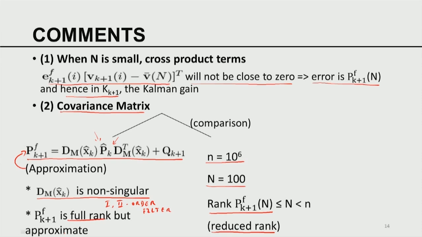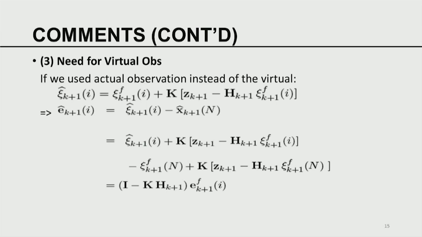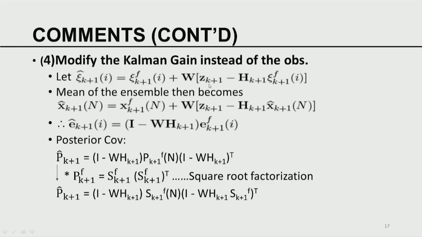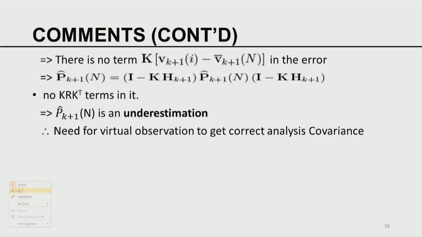So, I would like you to keep all these things at the back of the mind, and I am also now going to argue why we need virtual observations. I have already alluded to that. If you use the actual observation instead of the virtual observation, you would use only one observation for every ensemble member. When you compute the analysis error, it becomes this, and the analysis covariance matrix computed using this is given by this expression. We have already discussed all these things in detail in our book, but I would like to tell you that the analysis covariance term is given by this, and it does not have the KT term in it.